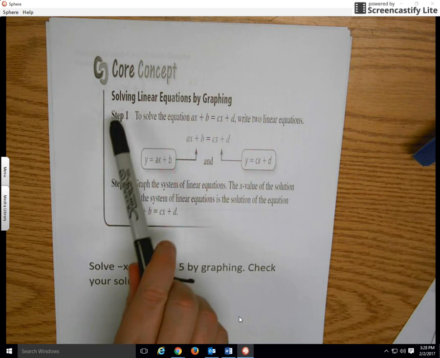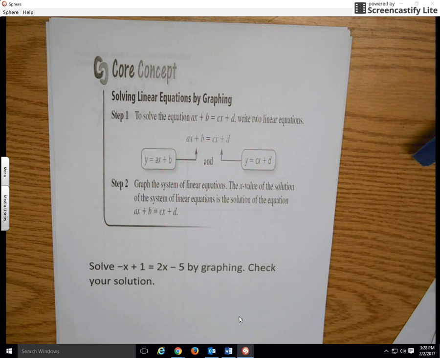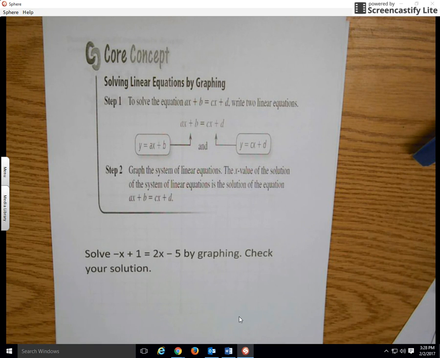Okay, we're going to solve linear equations by graphing. Now, you might be saying, we've already been doing that, Mr. Evans. I know. We're going to look at a special case this time. Before I read to you how to do it, it might help you to actually see a problem.